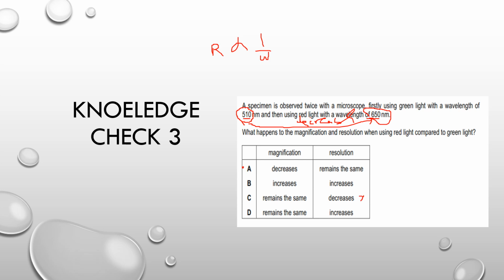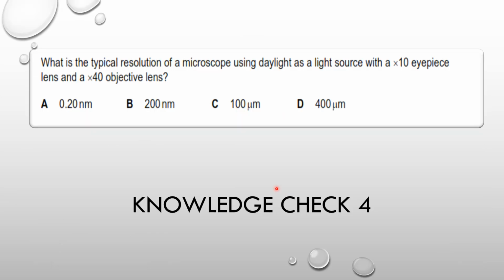Now, resolution does not affect magnification, and magnification does not affect resolution. So resolution decreases and magnification remains the same. Once you increase the size of the wavelength, resolution decreases, and it has nothing to do with magnification. All right, look at this.